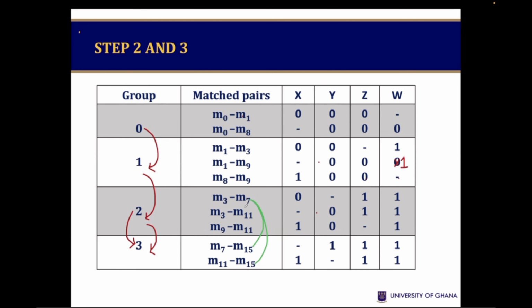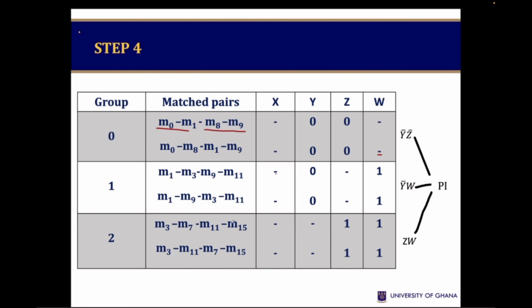Okay, now 3, 7, 11, 15. There is a match there. They differ at X. There's a match at X. Very good. So 3, 7, 11, 15. So 3, 7, 11, 3, 7, 15, 11, 15. And they match at X. Good.